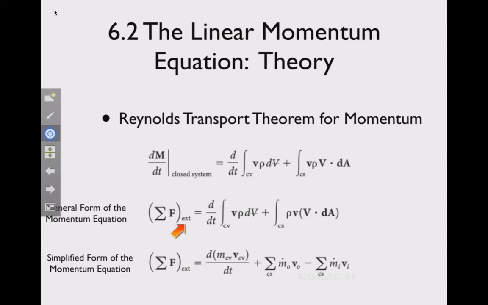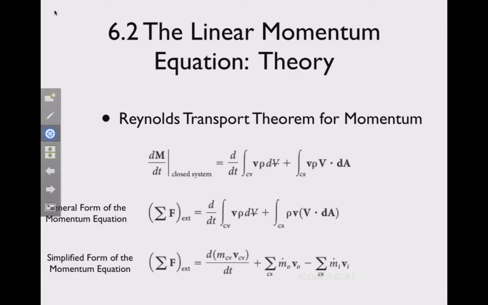The sum of the external forces, which is equal to d momentum dt in a closed system, is going to equal the time rate of change of this quantity plus this quantity crossing the control surface. In simplified form, this is the way it looks. This can be written as the time rate of change of the momentum in the control volume, the velocity in the control volume, minus the outflow through any control surfaces we might have, minus the inflow of momentum.